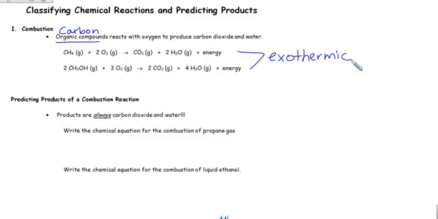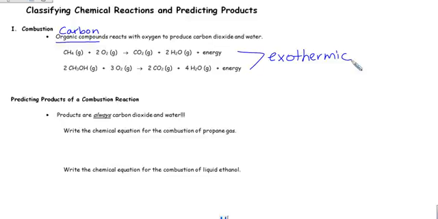Now sometimes you might see energy written as a product, which is fine. Or sometimes they might just say like methane gas burns in the presence of oxygen. And then I would kind of understand that it is exothermic. If something is burning, energy is released. Alright, so let's do a few of these. With the organic compounds, we'll probably need to draw their structures to get the formulas.